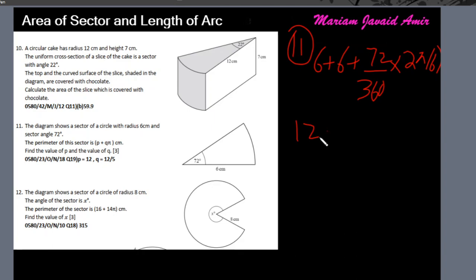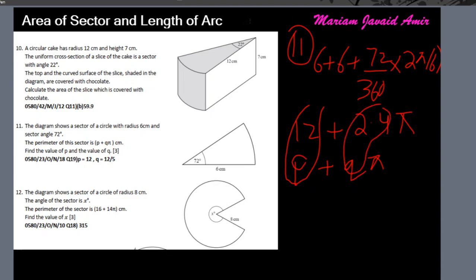So 12 plus 72 into 2 into 6 over 360 gives 2.4 pi. So this is equal to p plus q pi. So p is 12 and q is 2.4. Okay, 12 over 5 is also 2.4.